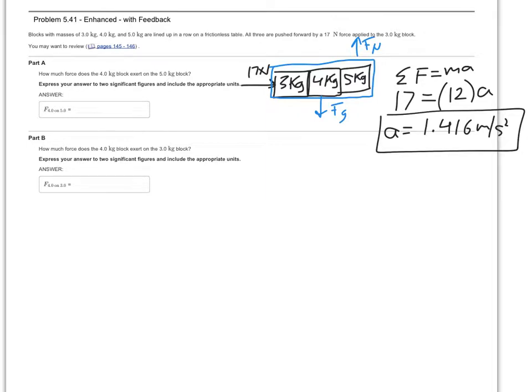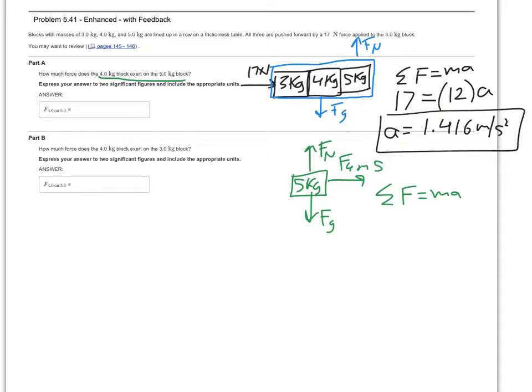Okay, so this part A is asking about how much force the 4 kilogram exerts on the 5 kilogram. So now I'm going to think just about the forces acting on the 5 kilogram block, and we have normal and gravity, of course. And the force that makes that block accelerate is the force of the 4 on the 5. And that's really the only force acting on it in the horizontal direction. So I can go ahead and set up my F equals ma for this one, and it's going to be the force of 4 on 5 equals the mass of that object, which is 5, times that acceleration that I just found. And that was really why we did that in the beginning.